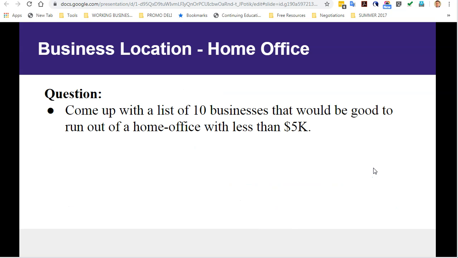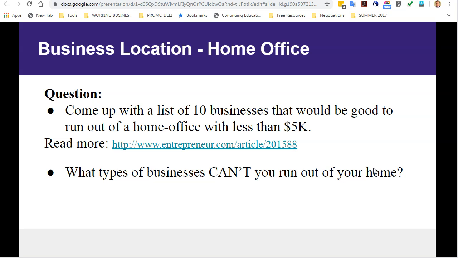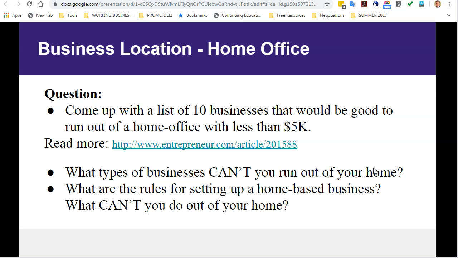So what are some businesses that could be good to run out of your home office for less than $5,000? Could you come up with one? Take a minute to think about what type of business you can run out of your home if you had less than $5,000. Often this is a good way to start up your business with very little money. Another question you're going to have to ask if you're running out of your home is what types of businesses can't you run out of your home? And what are the rules for setting up a home-based business?